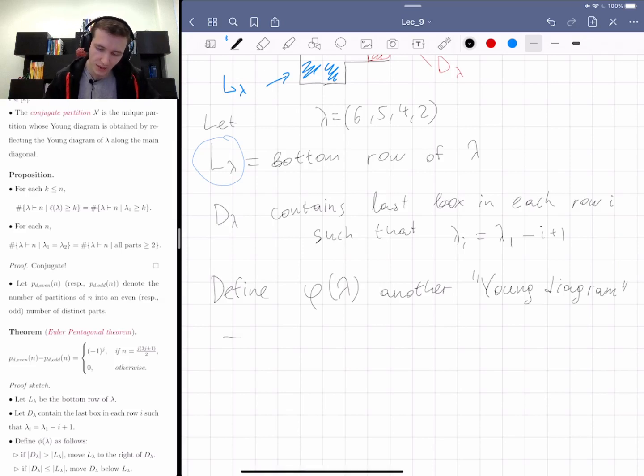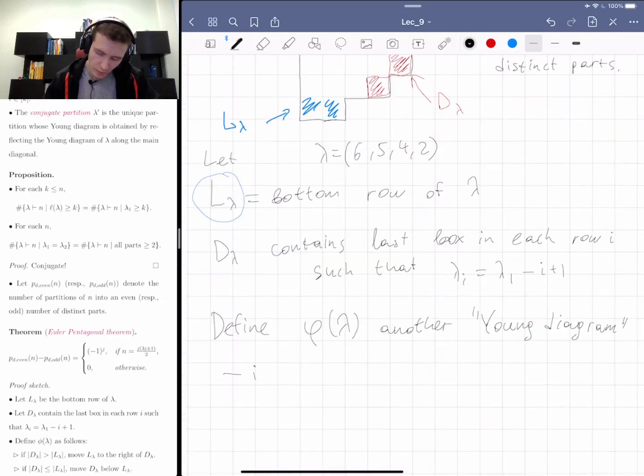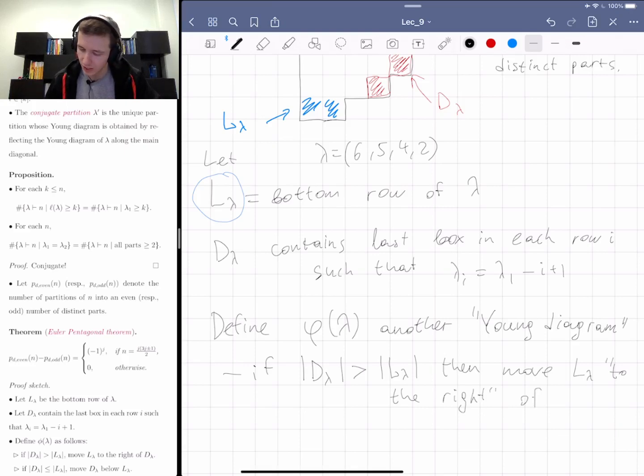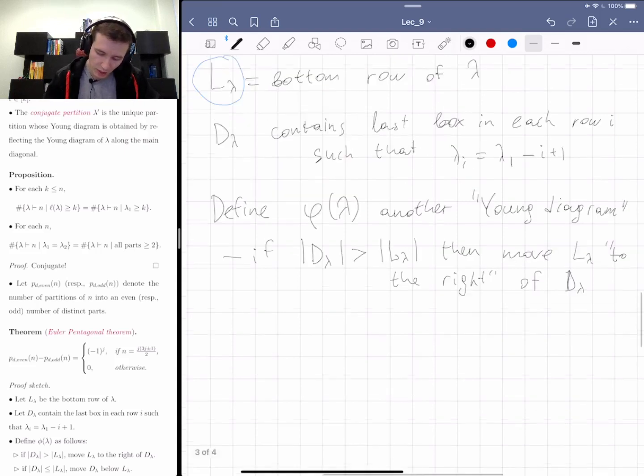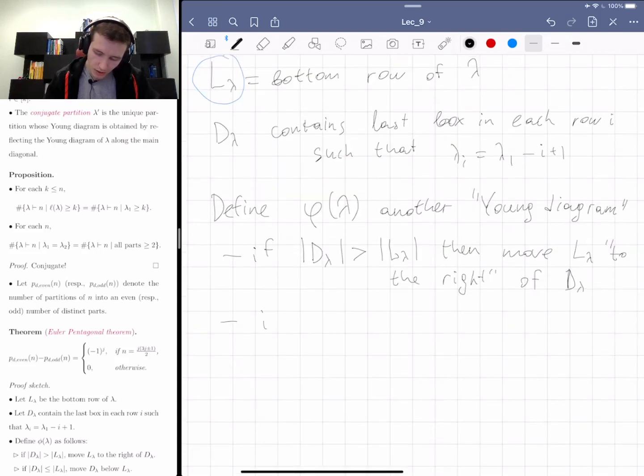But there are 2 cases. If the number of red boxes on the diagonal is strictly bigger than the number of blue boxes, then move the blue boxes to the right of lambda. I'm going to explain this in a bit. And otherwise, if the size of d lambda is less than or equal to the size of L sub lambda, then move the boxes of d lambda below into the new bottom row.